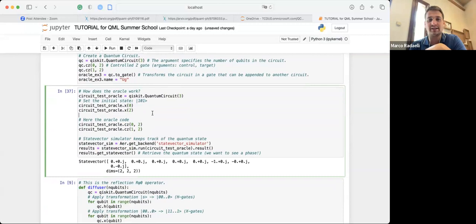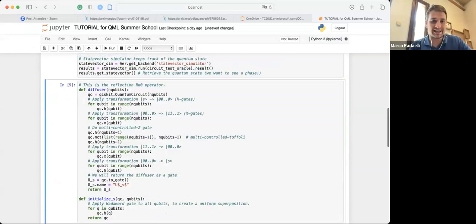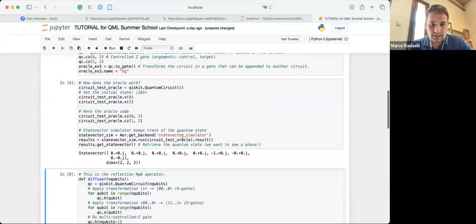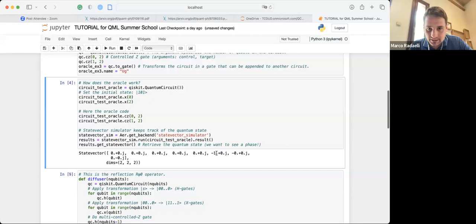For example, what does the oracle do on the 101 state? You see that this added a minus. I mean, it's all zeros, and then it added a minus sign here at the beginning. So the starting state would have had a plus here, but it added a minus.